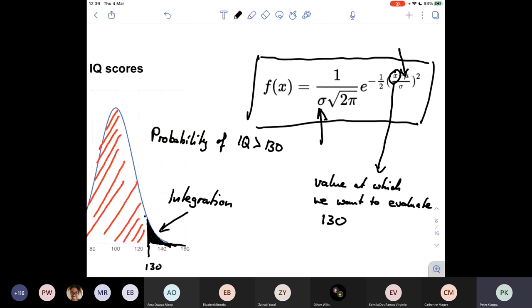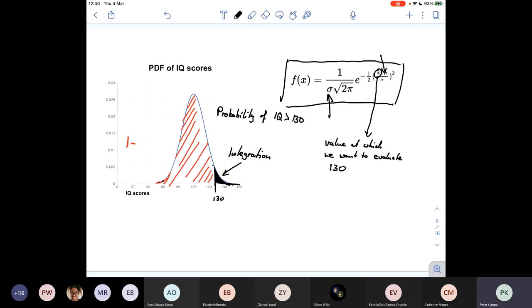I can't integrate this equation. Actually, nobody can integrate this equation because this is an equation that unfortunately is not integratable. So nobody will ever ask you to integrate this equation. It just simply can't be done. It's one of the things where mathematical abilities are not good enough.